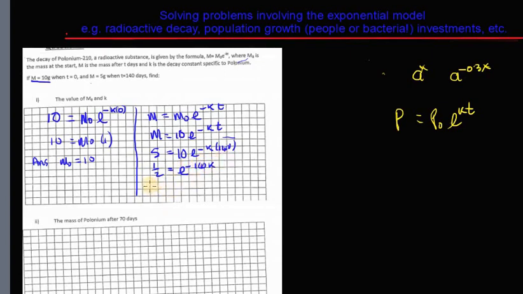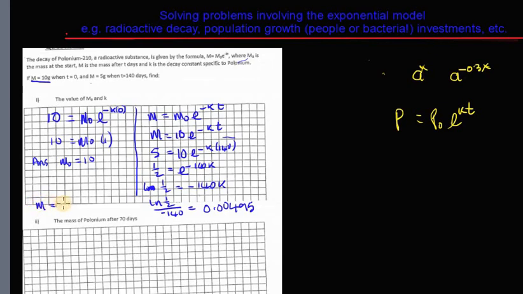Take the ln of both sides, the natural log of both sides. So the natural log of a half is equal to minus 140 K. And that means that K is equal to ln of a half divided by minus 140. And that's going to give me a value of 0.00495.